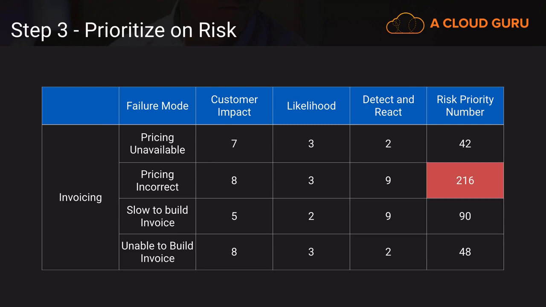Then what we can do is take those RPN numbers and see what's the highest one. Generally speaking, we'll work from the highest down to try to implement mitigation plans or additional redundancies or additional processes around that potential problem so that we can try to keep it from happening or at least reduce that RPN number. And in this case, since incorrect pricing seems to have a high customer impact and is not really detectable with our current processes, it's resulted in a high RPN. So we should probably try to do some analysis around that to see if we could lower that risk.